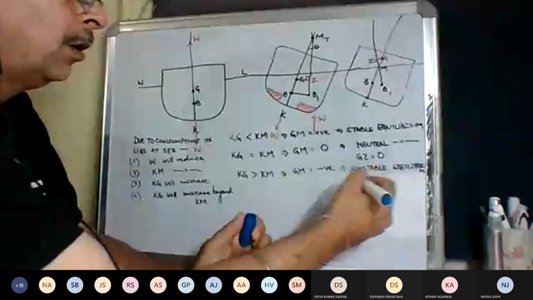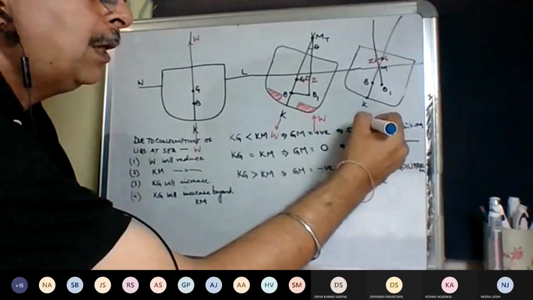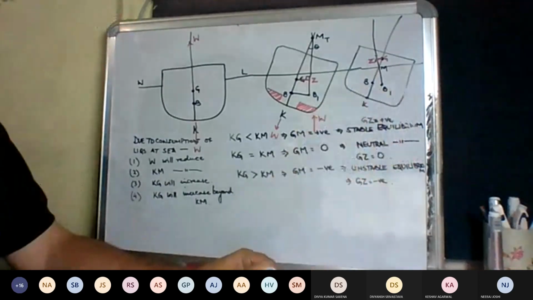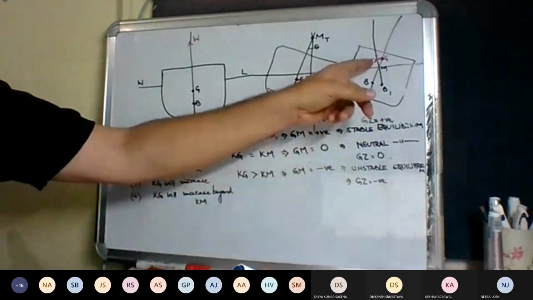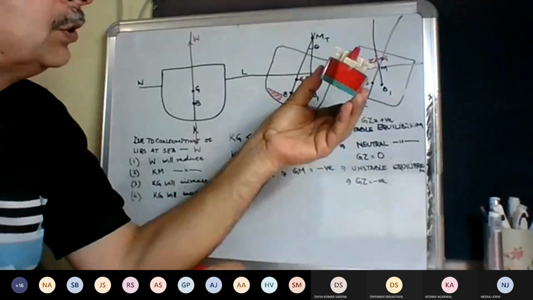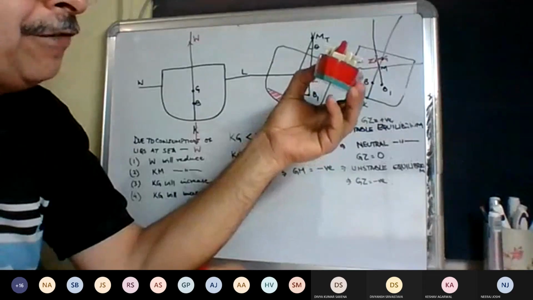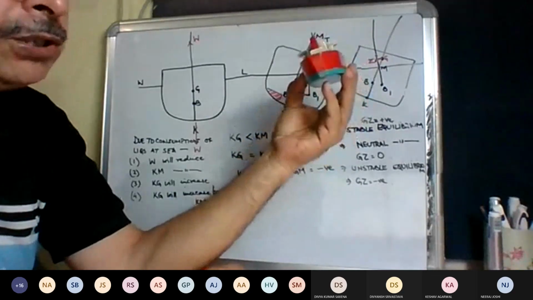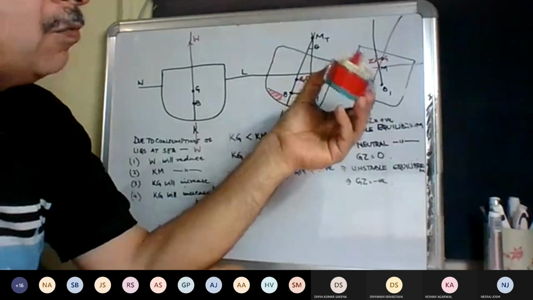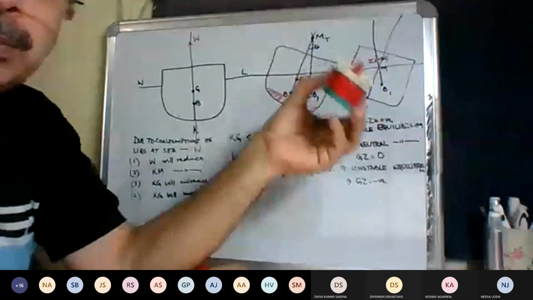Vessel will have a negative righting lever. In stable equilibrium, GZ was positive righting lever. Now vessel will have a negative righting lever. That means this vessel, which will be like in this position, will tend to go more away from upright, negative, towards upright, positive righting lever. So this will go away from upright, more. That is called as unstable equilibrium.